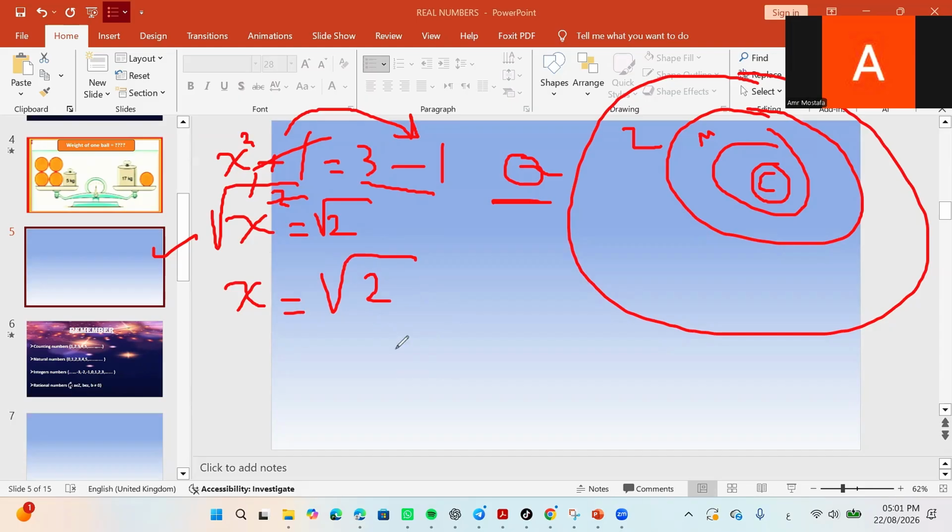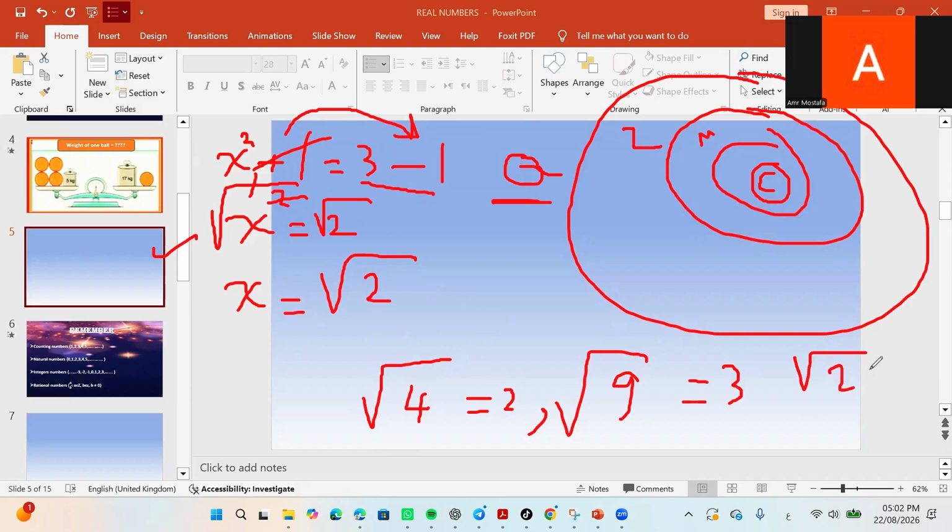Root 2, what is the value of root 2? I don't know. I can't get the square root for 2. And the square root of 4 equals 2. The square root of 9 equals 3. The square root of 25 equals 5. Because 4, 9, and 25 are perfect square numbers.